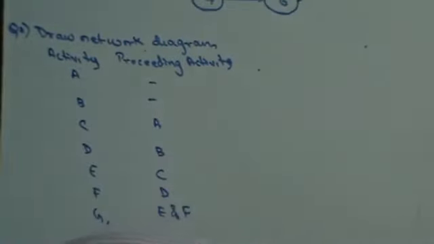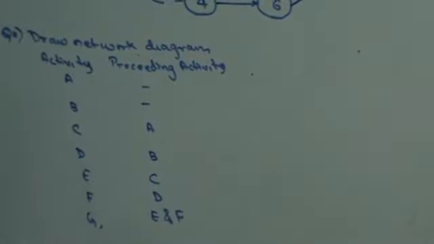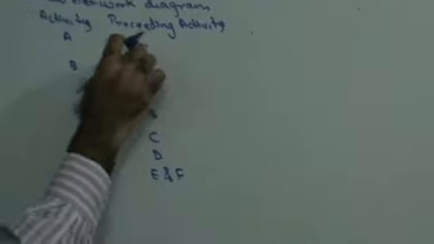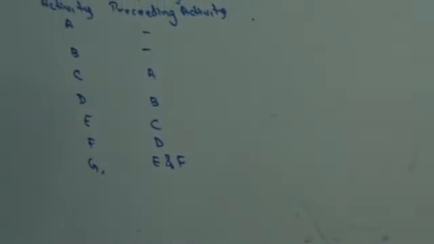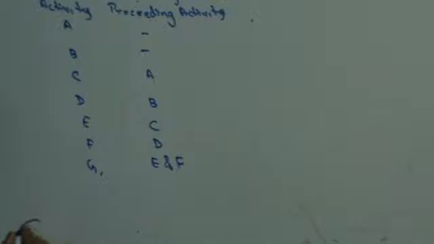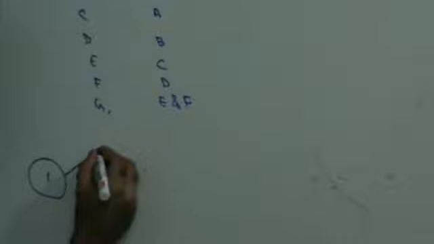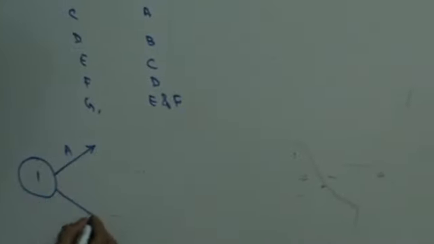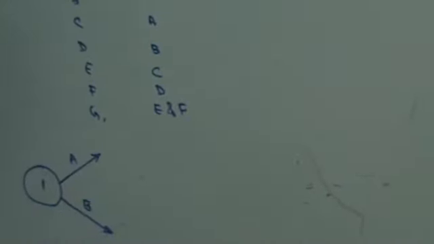Okay, now let's see how we do this. From A and B, there is no activity that precedes A, there is no activity that precedes B. When you have no preceding activity, how do you draw this? This is event 1. From the same event you will have two activities coming out because there is no activity preceding them. So A and B will come out from event 1. This will give you 2 here and 3 here.